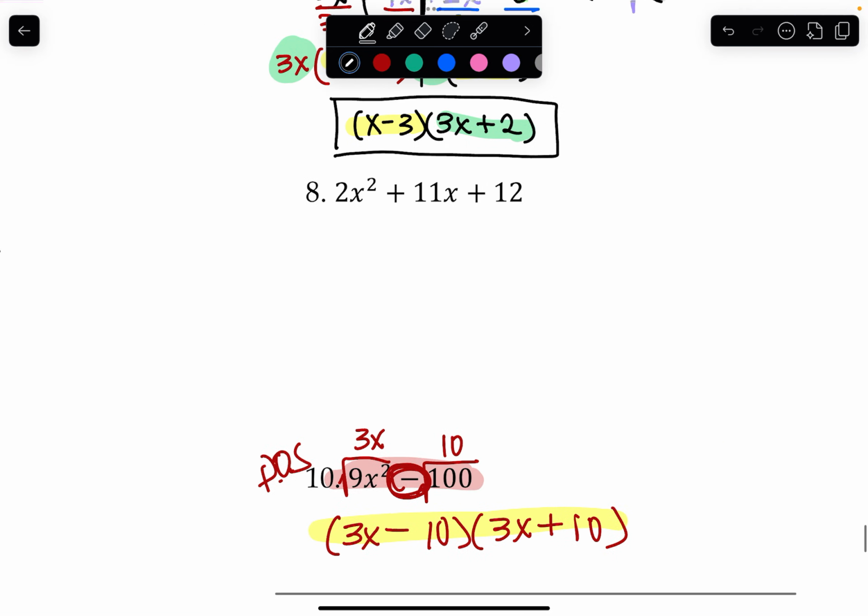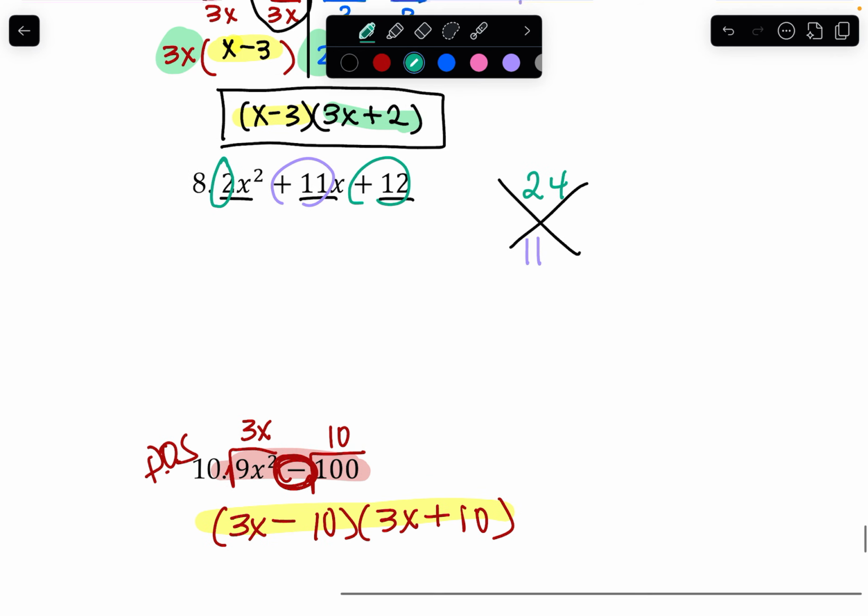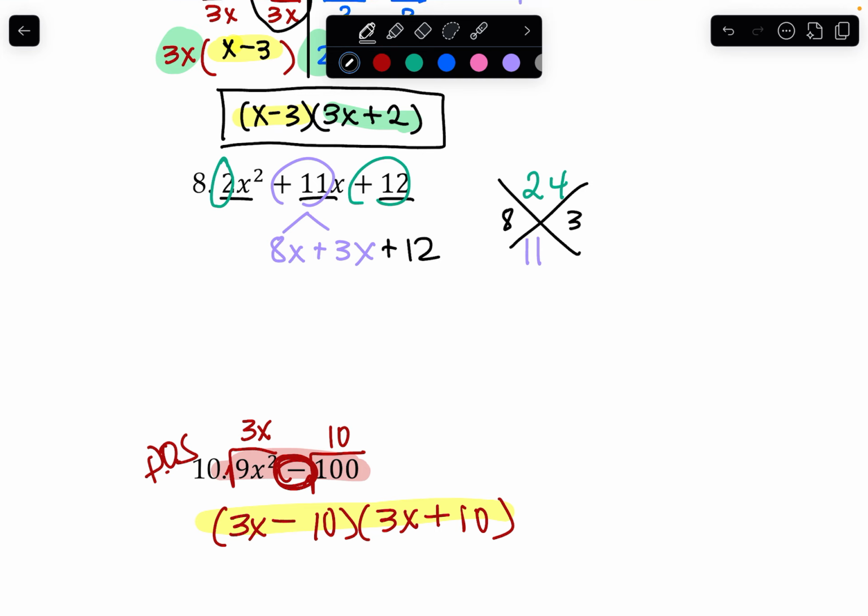Okay, last one. We have an a value of 2. 11 is not divisible by 2, so it's not a GCF. So we have to do a times c, which is 24. And then we need numbers that add to 11. And so two numbers that multiply to 24 but add to 11 would be 8 and 3. And so we have 8x and 3x to split the middle term. Bring down your plus 12, bring down your 2x squared.